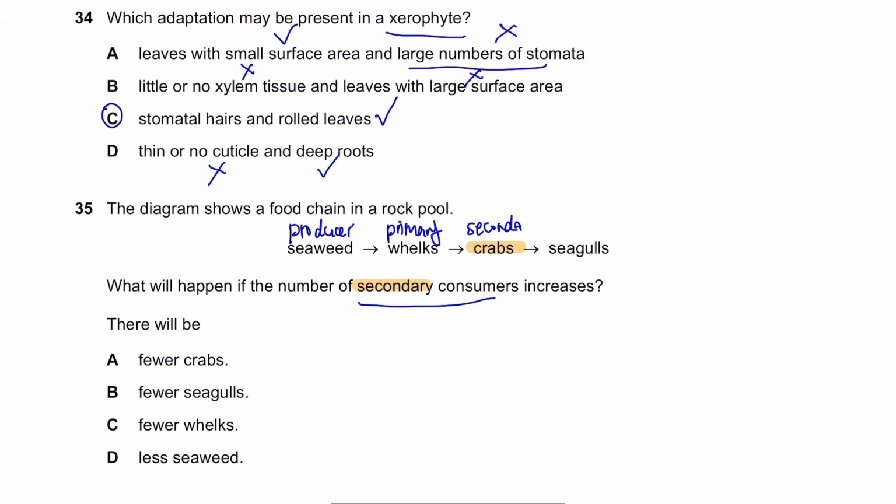So if the crabs increase, they're going to consume more food, leading to a reduced number of whelks. And if there is a reduced number of primary consumers, there will be an increased number of producers. And also if the secondary consumers increase, the seagulls will increase as well, as they have more food to consume. So the option that matches this is C, fewer whelks, and the rest are all wrong.